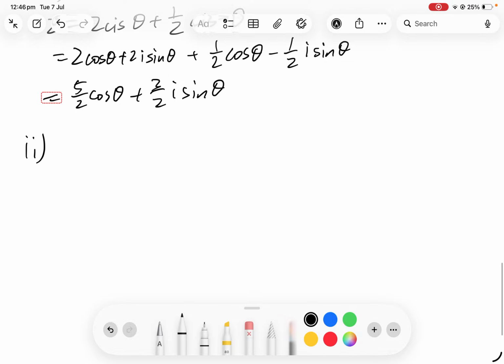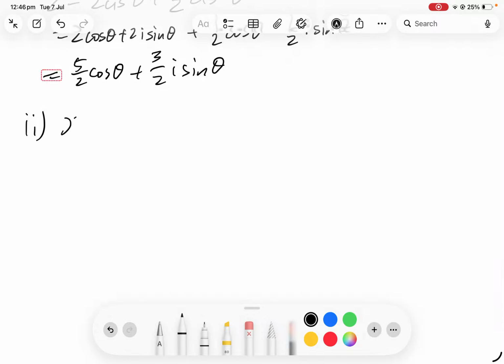Part 2 says show that Z lies on an ellipse with equation x squared over 25 plus y squared over 9 equals 1 over 4. And we can see 25, that's 5 squared, and 9, that's 3 squared. Okay, so basically, we set x as 5 over 2 cos theta. And if we think of this on the Argand plane, there's actually no i, i is just the y value. So y just equals 3 over 2 sine theta.